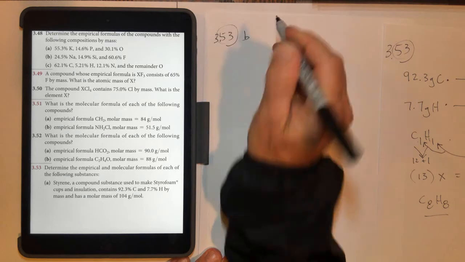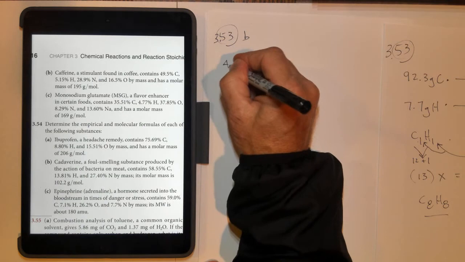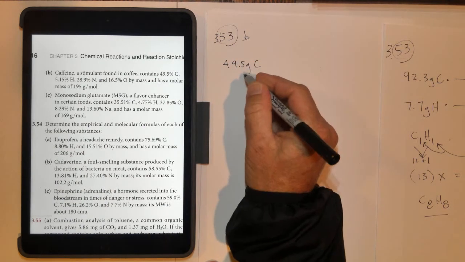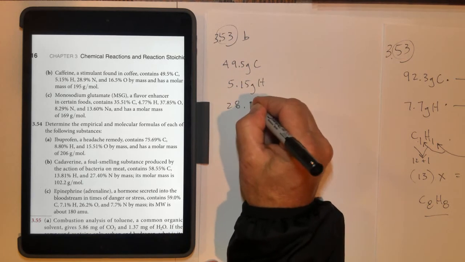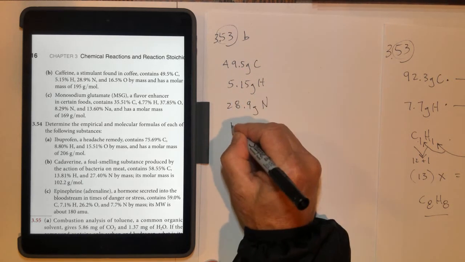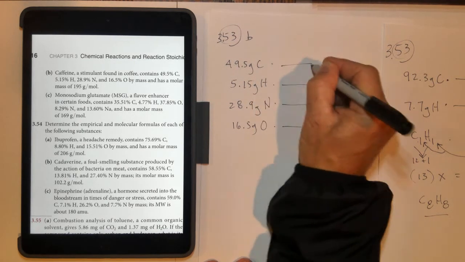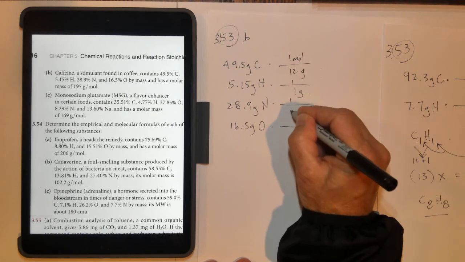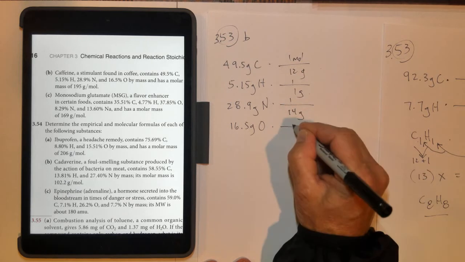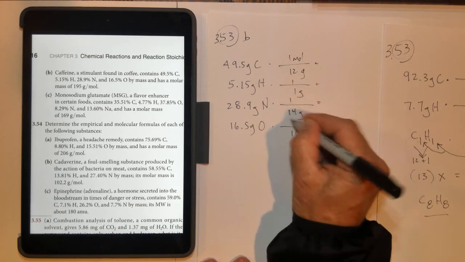53B, this is chapter 3, 53, on the next page. Caffeine, a stimulant, contains 49.5 grams of carbon, assuming a 100 gram sample, 5.15 grams of hydrogen, 28.9 grams of nitrogen, and 16.5 grams of oxygen. Convert to moles. Carbon is 12 grams in 1 mole, hydrogen is 1 gram in 1 mole, nitrogen is 14 grams in 1 mole, and oxygen is 16 grams in 1 mole. I got each of these numbers, 12, 1, 14, and 16, from the periodic table from looking up their molar masses.